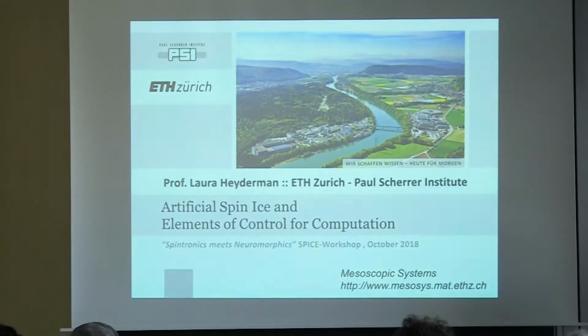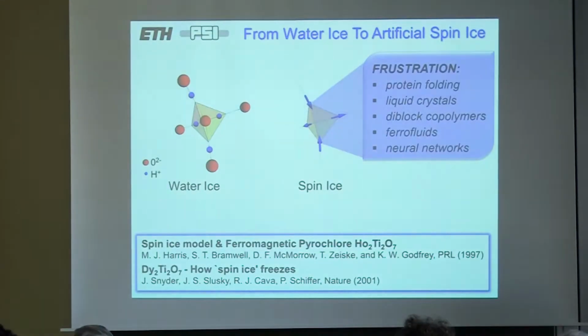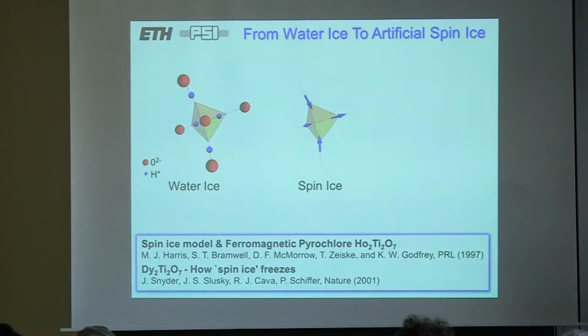So I think I should start at the beginning. Where does the name artificial spin ice come from? This is a slide that shows you how you get from water ice to artificial spin ice. The name spin ice came from a paper by Mark Harris and Steve Bramwell back in 1997, where they observed a geometrical frustration in one of the rare earth titanate pyrochlores. Geometrical frustration means that you can't satisfy all interactions simultaneously.